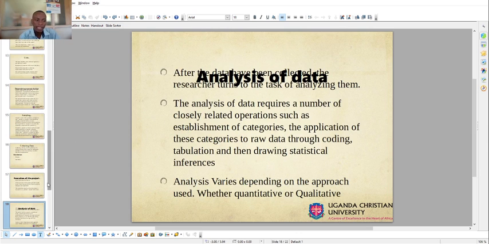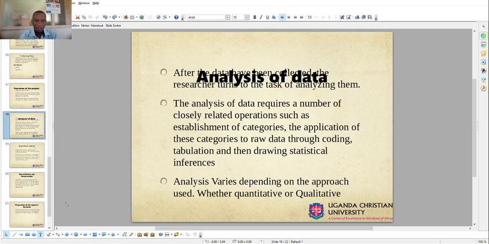Analysis of data. You will get the PowerPoint, don't worry. So after getting the information, it doesn't stop at that. After collecting data, I need to make sense out of it. I can only make sense out of it by analyzing it. So if I have my questionnaires which have been filled, it doesn't stop at that. I have to make sense out of that, to know the trends, to measure relationships, and so on and so forth.